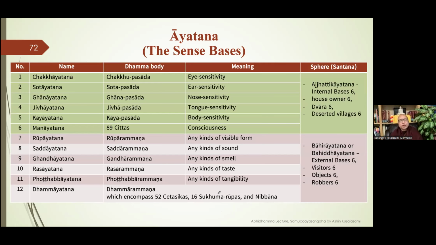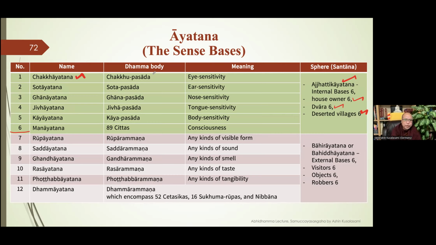If we sit in meditation deeply, we can see that if there is no mindfulness, the external bases always come to rule our internal bases. But if we have mindfulness, they don't have a chance to rule our internal bases. If you see that, it is easy to understand these 12 āyatana. Here one to six are the ajjhattika āyatana, the internal bases. Another analogy is the house owner, or door, or desert village.